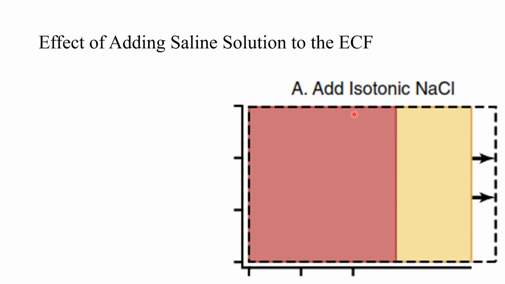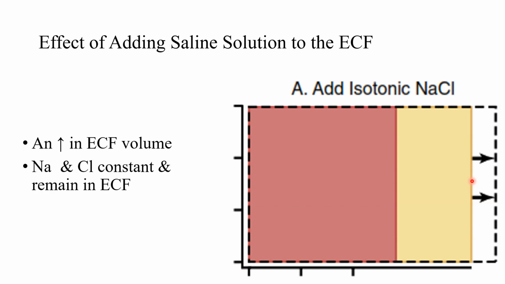Look here. Add isotonic sodium chloride. What will be happening here? Isotonic means no change in the osmolality, but there is a volume expansion. Expansion of which volume? Extracellular fluid. So there is an increase in the extracellular fluid. Sodium chloride remains constant in the extracellular fluid because of which membrane, partitioning intracellular and extracellular? The cell membrane, right? The cell membrane is not permeable to sodium and chloride, so they will remain in the extracellular fluid.